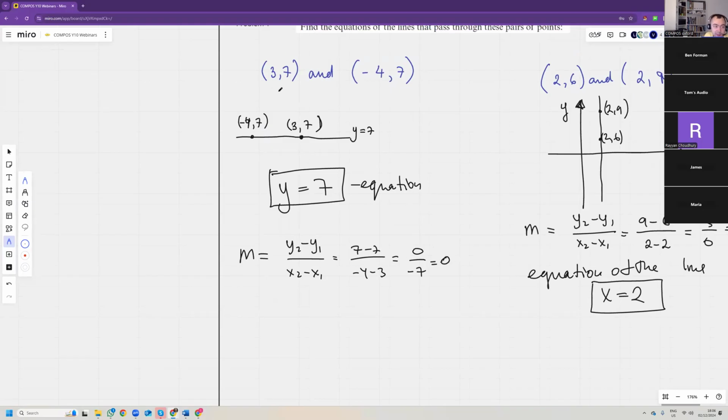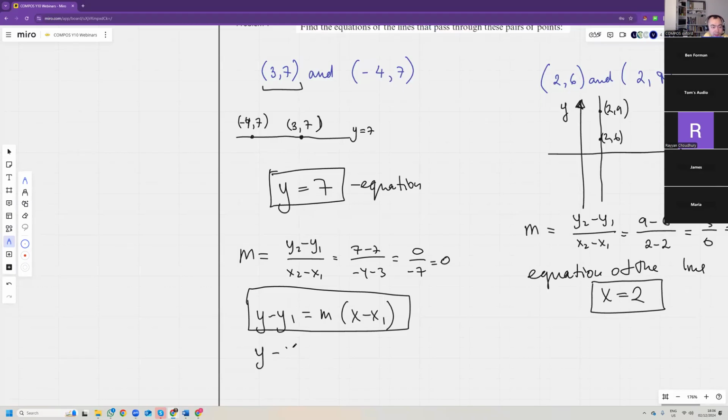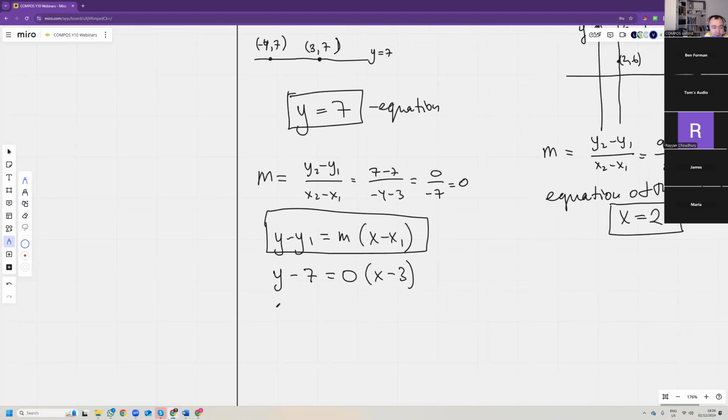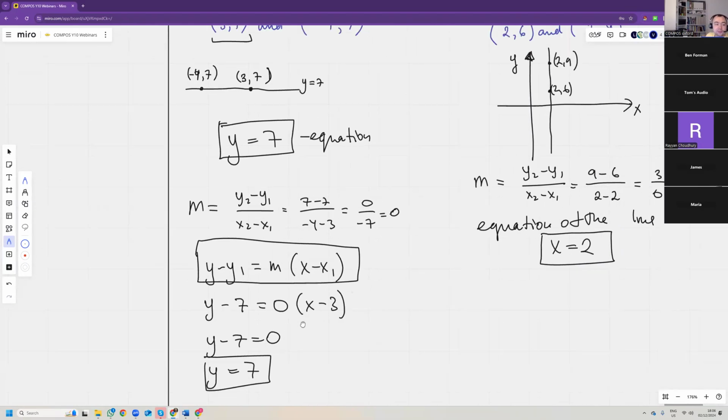And then you take any point. So for example, this point. And then you use the formula y minus y1 is equal to m times x minus x1. This is the formula to find the equation of a line if you know the gradient and a point. And here you can do y minus 7 equals 0 multiplied by x minus 3. So this is 0. So y minus 7 is 0. So y equals 7. That's the equation of the line. So same thing here.